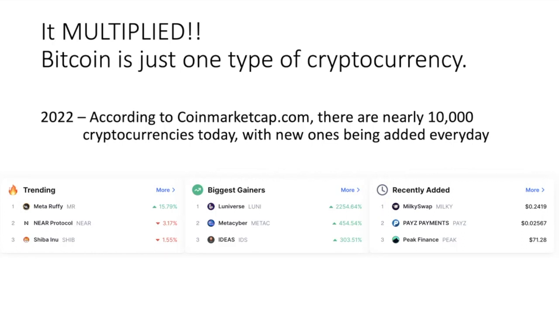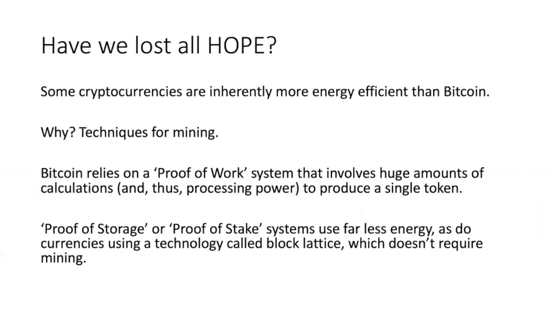I'm not sure how many of us have heard of the recently added Milky Swap or Pays Payments. This is just a screenshot of coinmarketcap.com that illustrates all of the different varieties of cryptocurrencies in existence today. I'm highlighting this because some cryptocurrencies are inherently more energy efficient than Bitcoin.